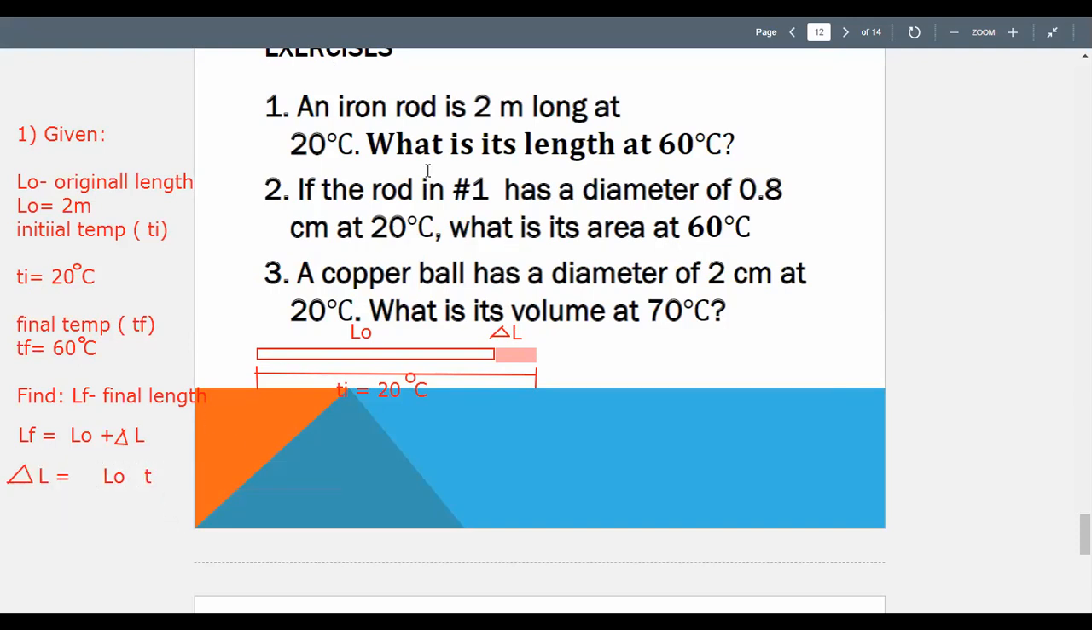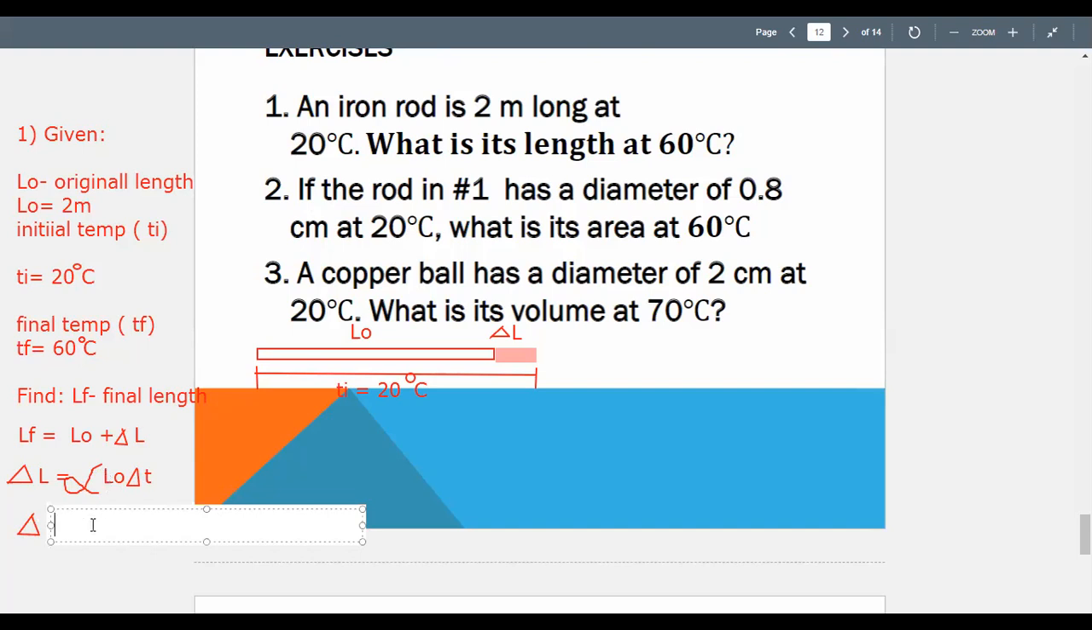I'll draw the alpha value like that. It looks like a letter L in the Greek. And then we have another value here which we call delta T. Our delta T is simply the change in temperature. And how do we get delta T? Delta T is simply the final temperature minus the initial temperature.